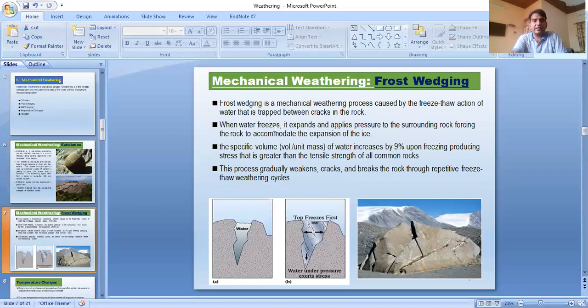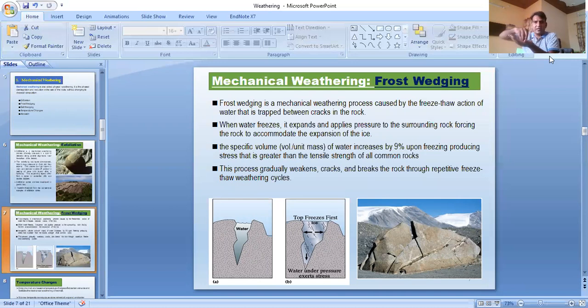Another mechanical weathering process is frost wedging. So what happens in frost wedging? Frost wedging is a mechanical weathering process caused by the freezing and thawing action of water that is trapped in cracks in the rock. Once rocks are exposed to the environment, there are certain cracks inside them, which can be because of any factor.